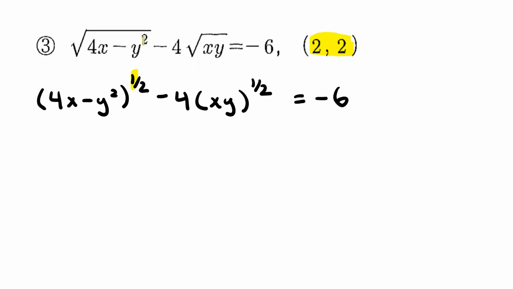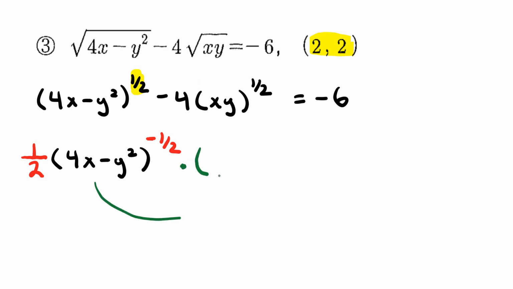I will start over here with the power of 1/2. That gets soccer kicked to the front, so 1/2 in front. And then I have brackets, everything on the inside remains the same. And then the power gets decreased by 1, so 1/2 minus 1 will be negative 1/2. And then the chain rule states that you need to multiply by the derivative of the inside, right? So the derivative of the inside will be 4 minus 2y times, I'll put this in blue here, y prime. Okay, so there you go. There's the first part for the derivative.